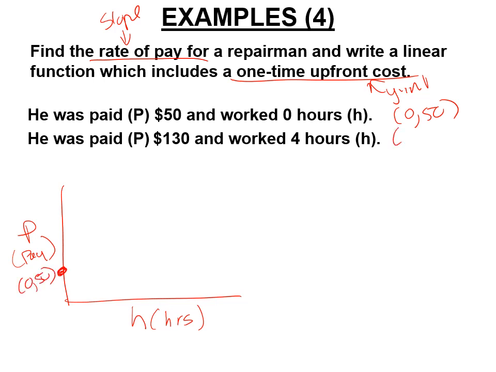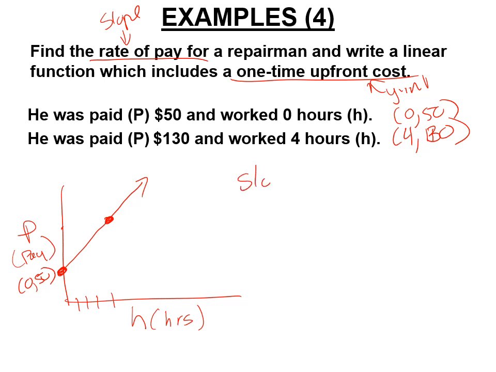We also know some other information. We know at 4 hours, he got paid $130. We don't know the rate of pay yet, though. Right? We know these 2 points on the graph. We know there's a point on the graph, 1, 2, 3, 4, 130. So we could draw the function, and if we had graph paper, we could figure things out. But what we don't know is the slope here. So let's find the slope.